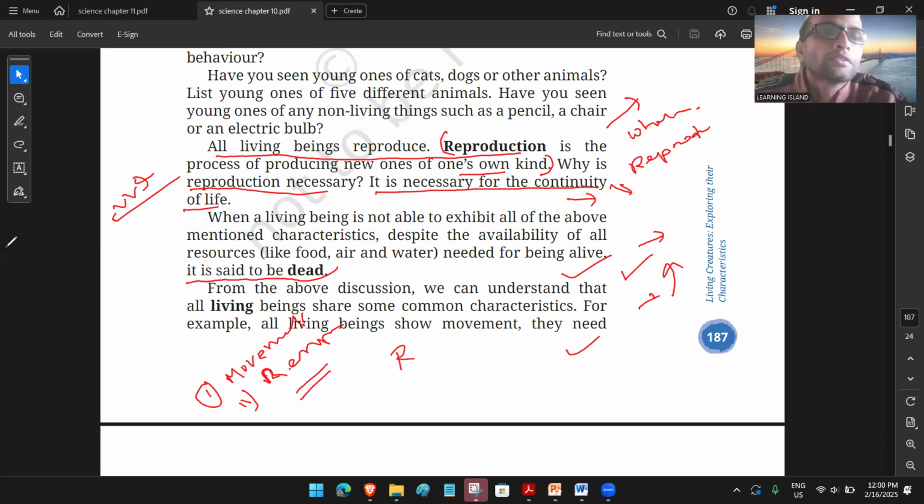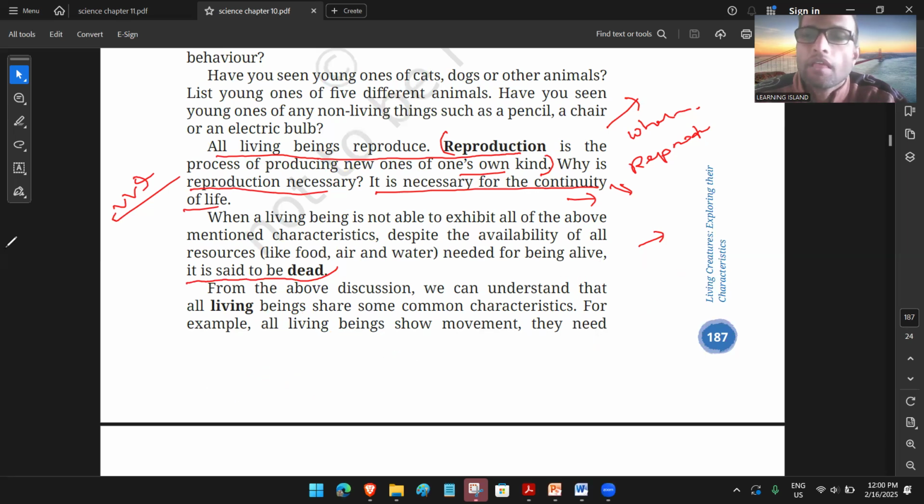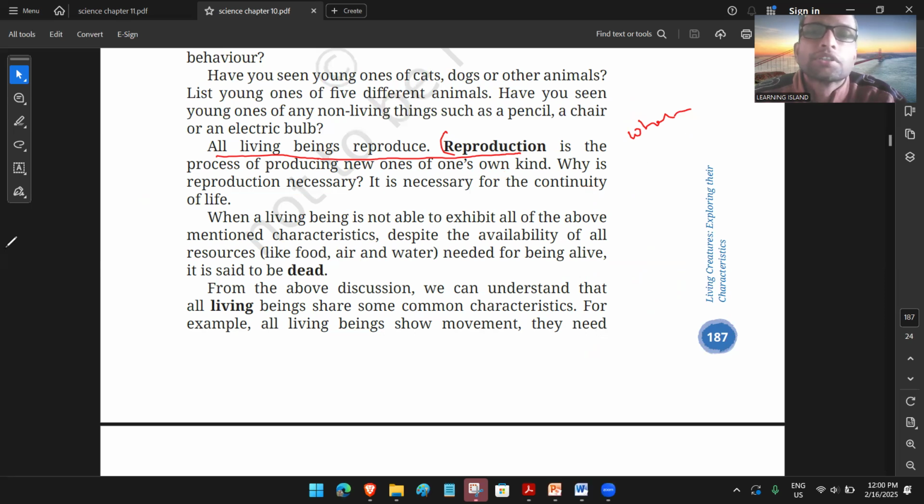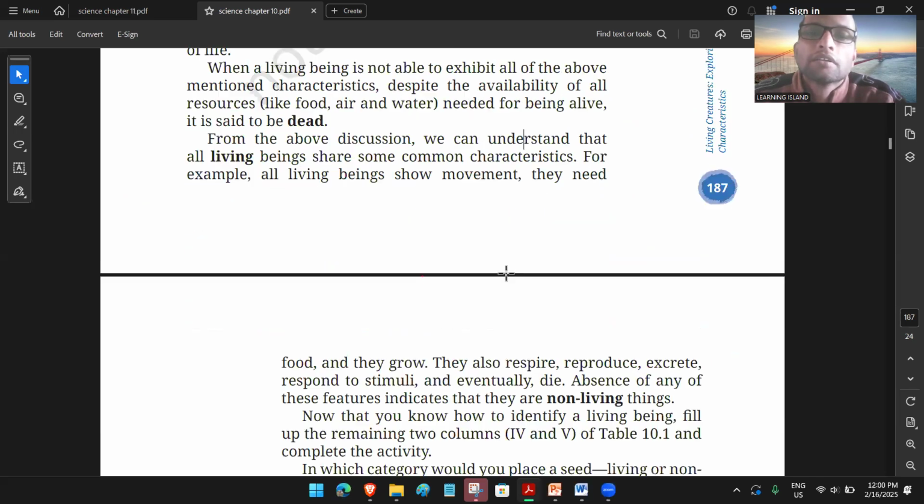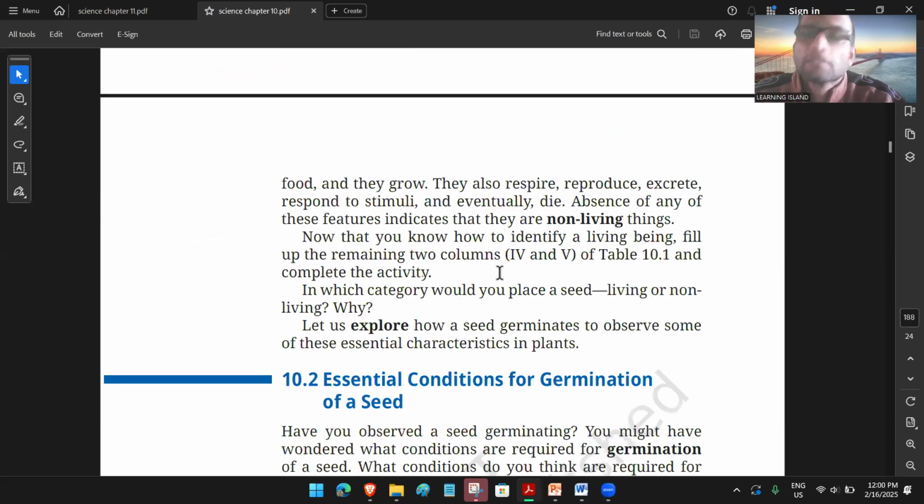So let us go to the next part. My dear students, there is no hurry, but we should understand science. You cannot remember if you do not understand properly, and if you understand, then it will automatically sit in your brain.